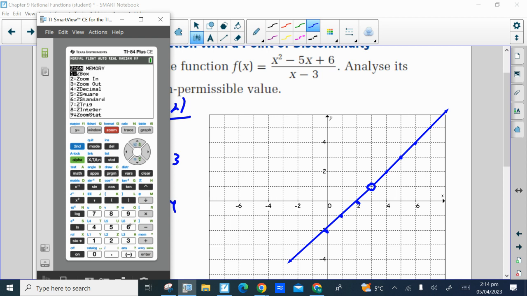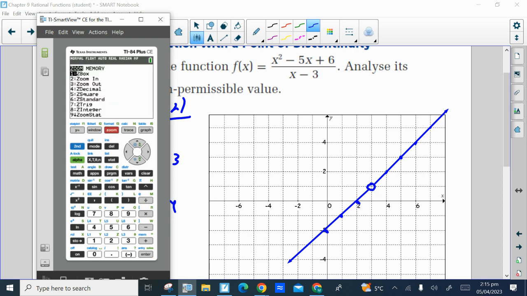Zoom 6 to set our windows to their standard settings. It just draws the line. Now, in the normal graphing mode, it actually doesn't show the point of discontinuity. However, if we go into trace and we let x equal 3, notice there is no y value returned because it's not an actual point on the graph.